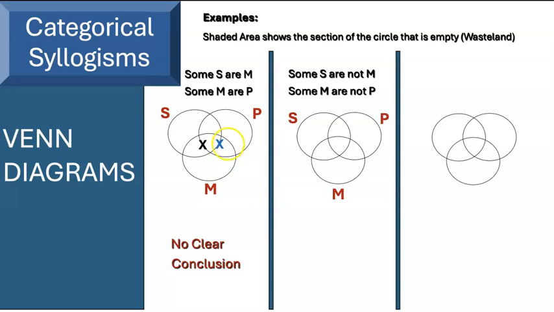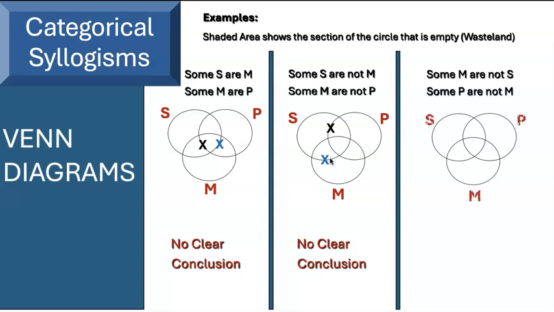Some S are not M. So some members of the S circle are outside of the M circle. That means the X must be outside of M. But we don't know if it must be here or here. So we just put it on the border. Some M are not P. Some members of the M circle are not members of the P circle. Right? So that means they are outside of P. Don't know where, so we'll put it on the border. What's the conclusion? No clear conclusion.